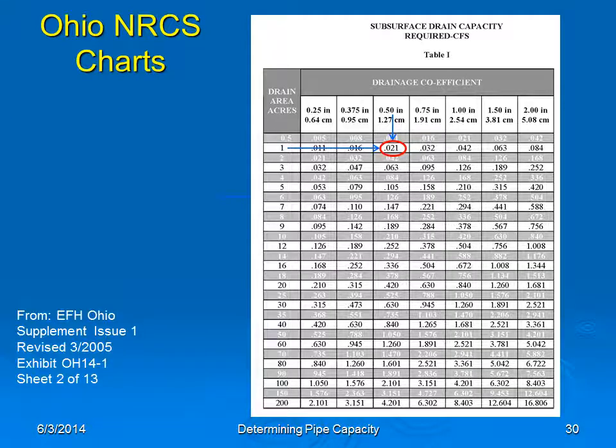If we look at those Ohio NRCS charts I mentioned earlier, we can see for 1 acre at the 1/2 inch drainage coefficient, it also gives us 0.021. So we managed to run our calculator correctly.